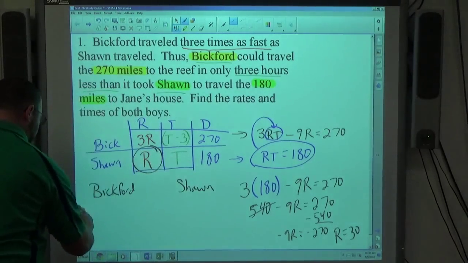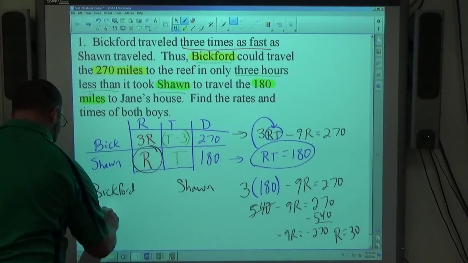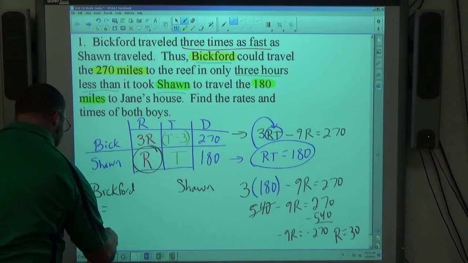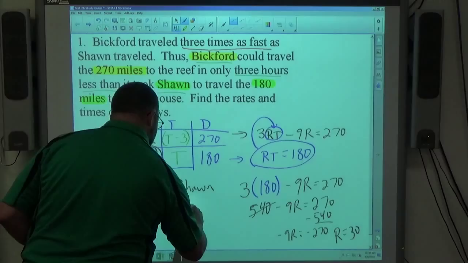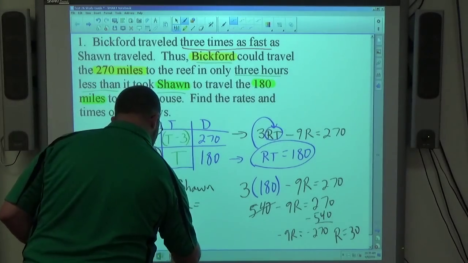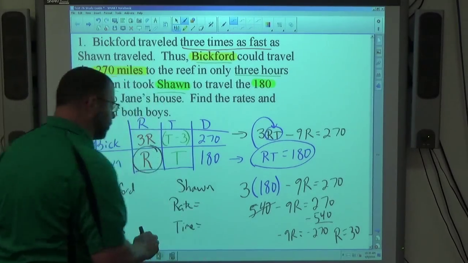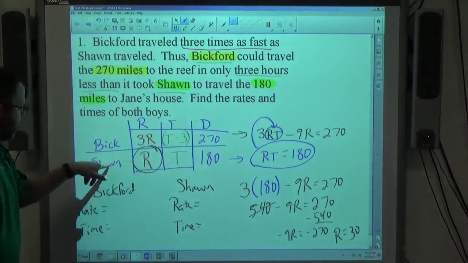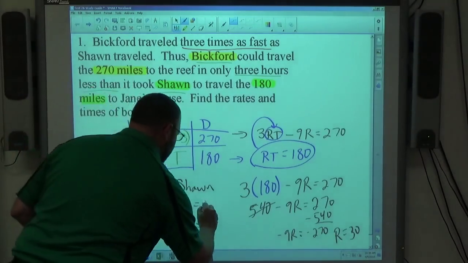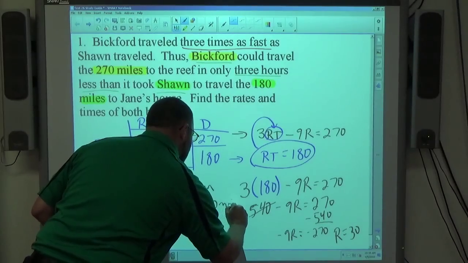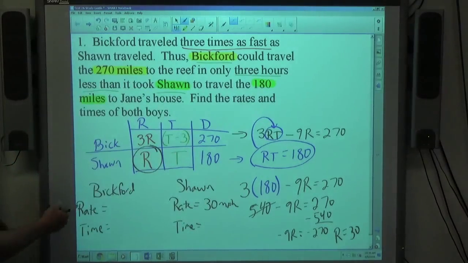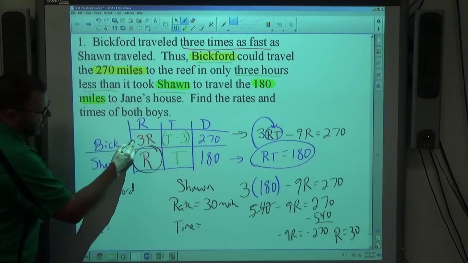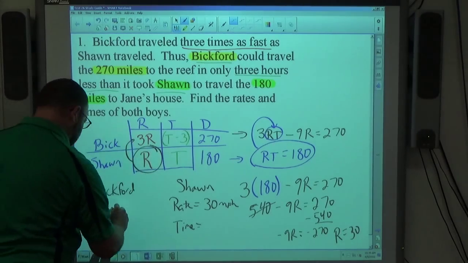We want rates and times of both, so the rate of Bickford is something, the time of Bickford is something, the rate of Sean is something, and the time of Sean is something. So what we found is R, 30 miles an hour, is Sean's rate, so that goes here. Once I know that Sean's rate is 30 miles per hour, I can see Bickford's rate is going to be 3 times 30, so 90 miles per hour.